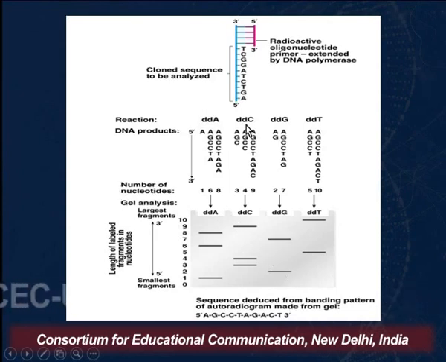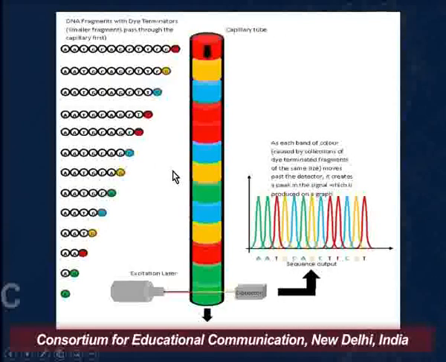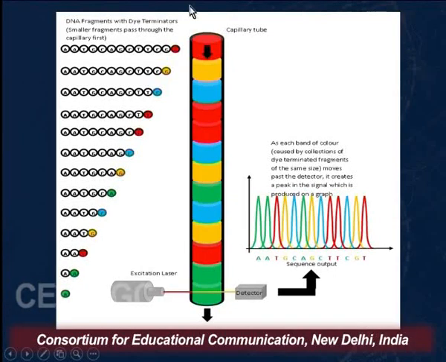Now this is principally how it happens. We no longer do it in four tubes. We do it in a single tube. We attach different fluorescent dyes to the ddNTPs, and we do not do a normal gel electrophoresis, we do a capillary electrophoresis. So the entire system is now automated. In one tube, all the reactions are happening.